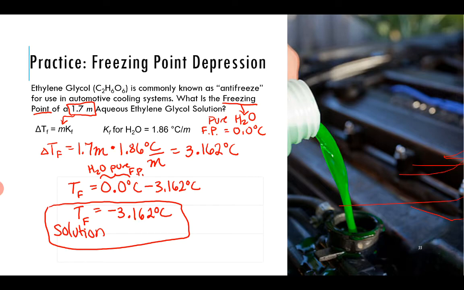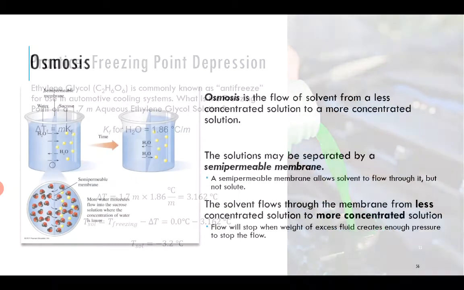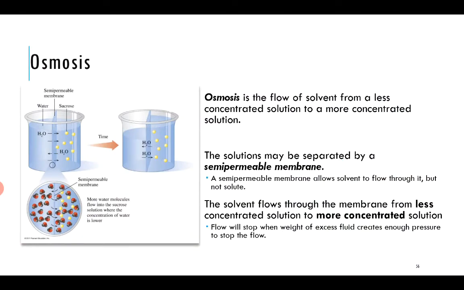Go to the next slide. Okay, our last colligative property is osmosis. Osmosis is really important for biological systems, and so if you take a biology class, you'll learn more about osmosis. Osmosis is the flow of solvent from a less concentrated solution to a more concentrated solution. Solutions are separated by a semi-permeable membrane.